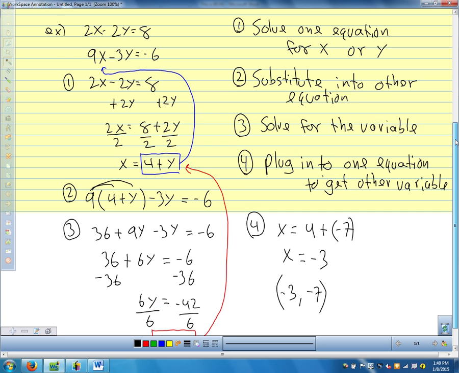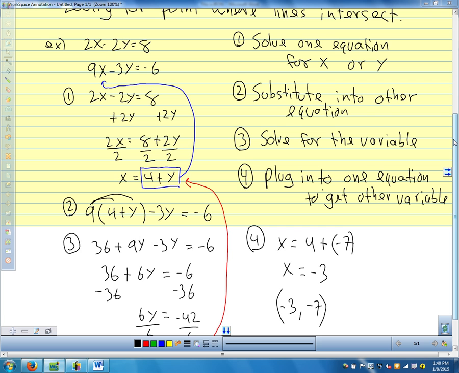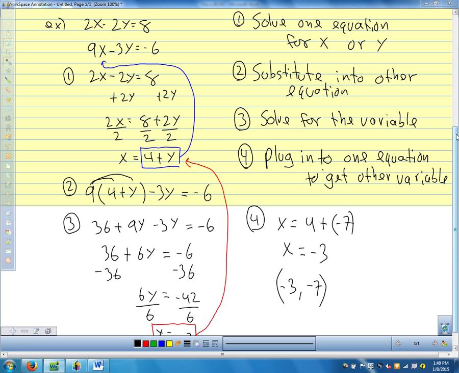Solve one equation, substitute into the other equation, solve for one variable, plug that into one of the two equations to get the other variable. Now we've done several examples of these first semester.